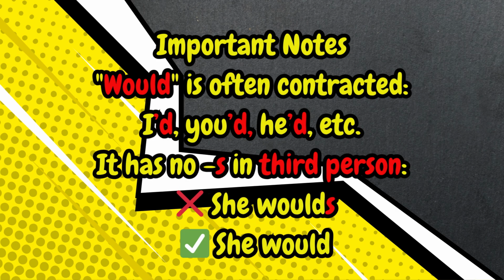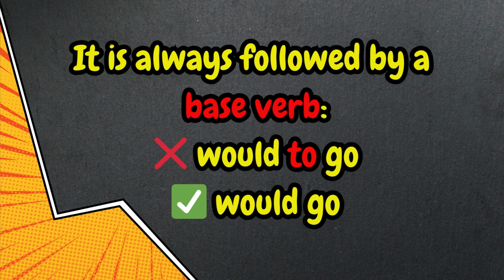Important notes. Would is often contracted: I'd, you'd, he'd, etc. It has no s in third person: she was, she would. It is always followed by a base verb: would to go, would go.